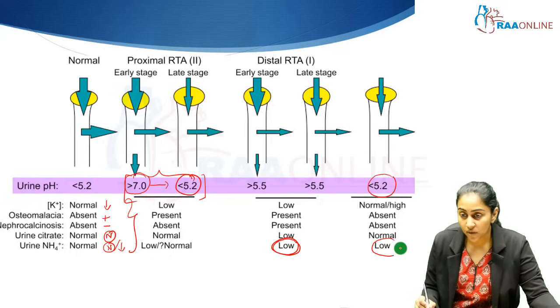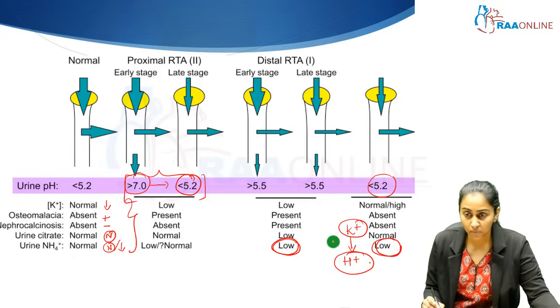Urine ammonium however is low. Why is the urine ammonium low here? Because here we know that the primary problem is with potassium secretion. There is a potassium secretion defect, but that is going to give rise to a hydrogen secretion defect, because this is going to impair ammonia production at the proximal tubule, and that is going to indirectly affect hydrogen secretion. So there is a potassium and a hydrogen secretion defect.